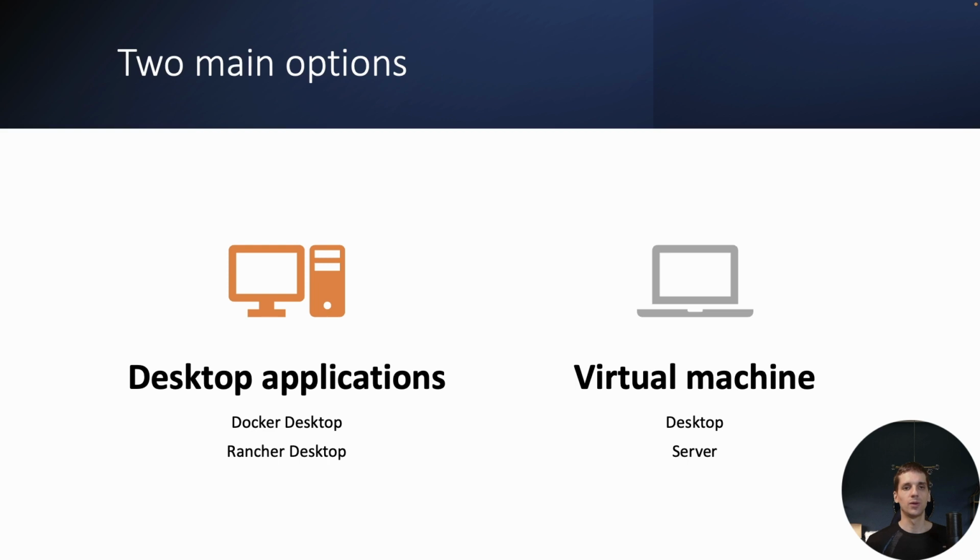So you have two main options. You can use a desktop application like Docker Desktop or create a virtual machine manually and install everything inside that virtual machine manually, including the operating system and Docker. Even if you use a desktop application, you will have a virtual machine because you need one if you want to run Linux containers on your Mac.